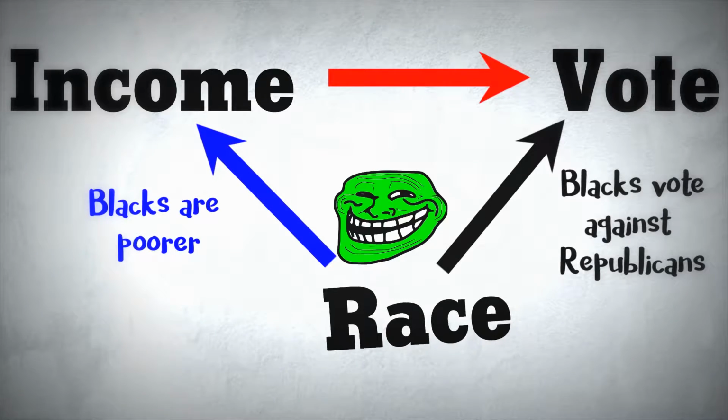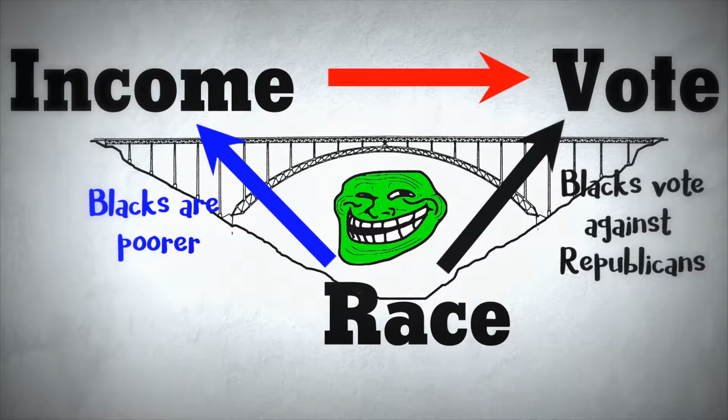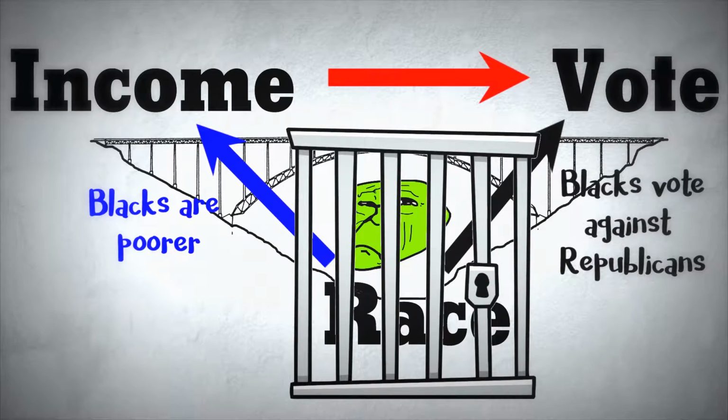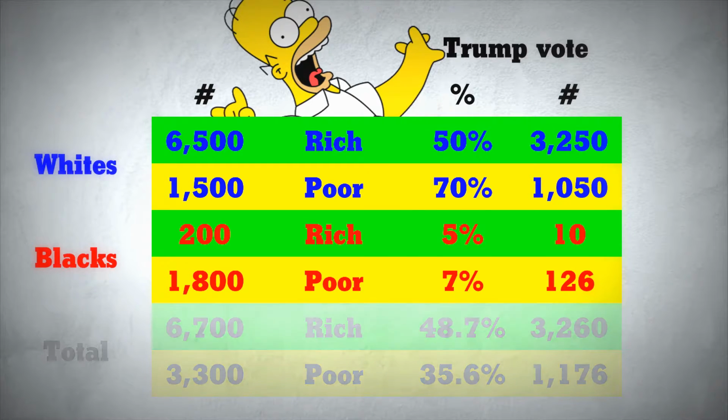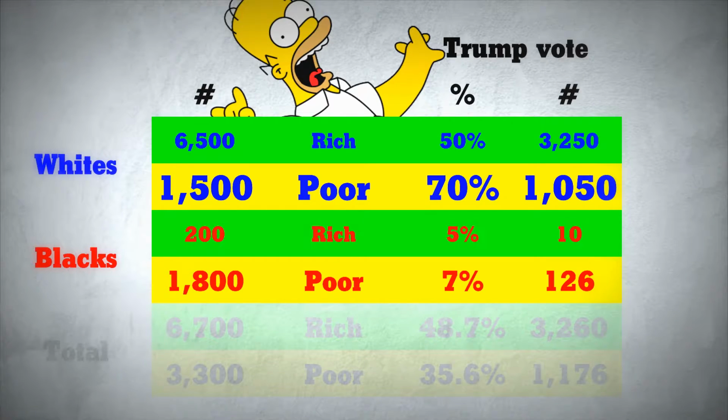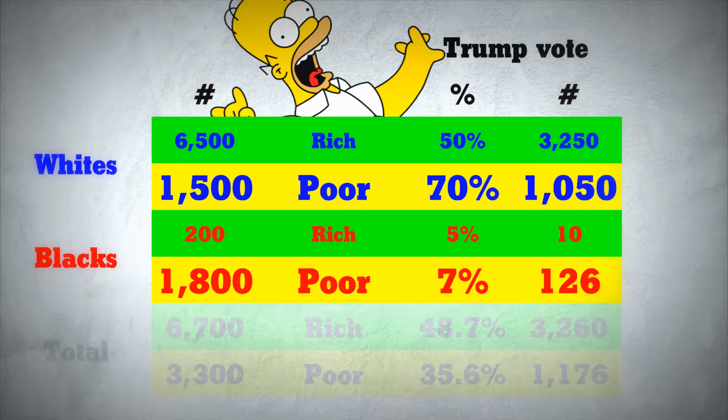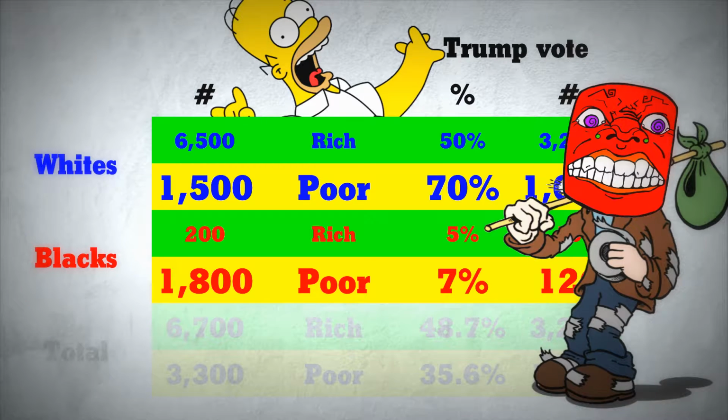In this story, race is the troll under the bridge. We must lock her up. We must control for race, and so the correct data to look at are the disaggregate data. And these data are perfectly consistent with the angry working-class narrative. Poorer voters were more likely to vote Trump.